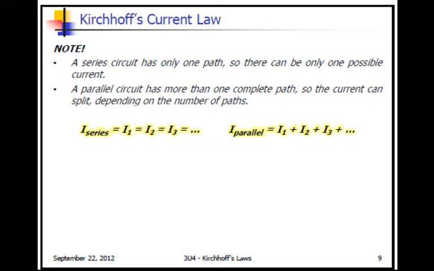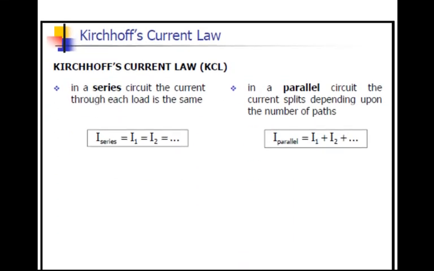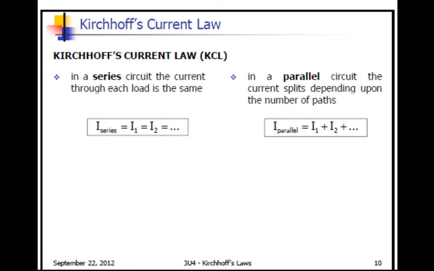But for a parallel circuit, we'll have a total amount of current coming out of the source. That current will then split at each junction point, and the sum of the currents through each branch of the parallel circuit must be equal to the current of the source. So that's where we have our I total for a parallel circuit equal to I1 plus I2 plus I3 and so on. So here is more to write down on Kirchhoff's current law for series and parallel circuits.